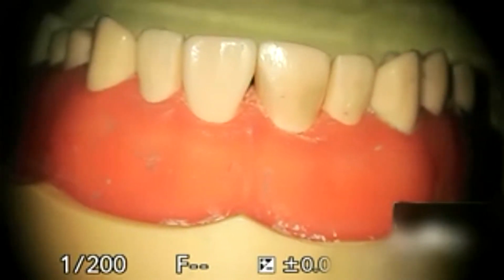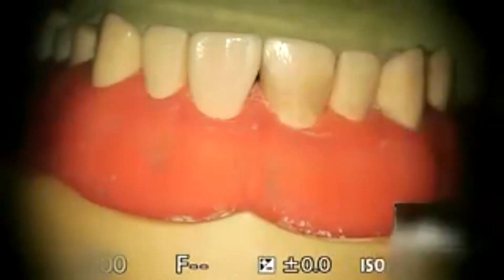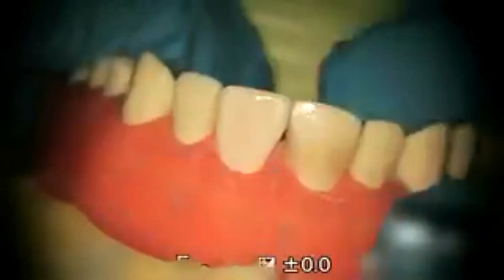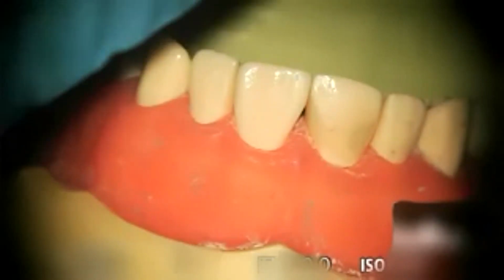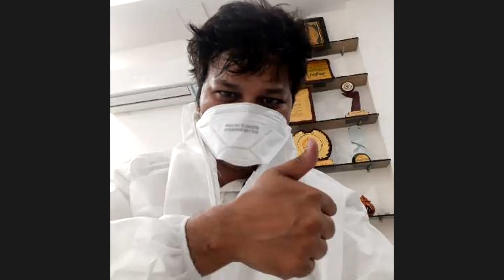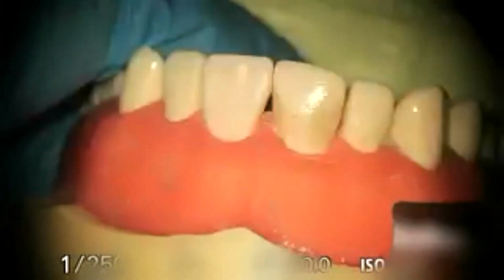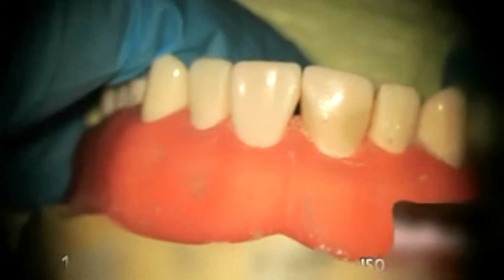What you will do on the mock-up? Can I have putty? What you will do on the mock-up is create something called a putty index. So this is called a putty index. I will show you how you make a putty index. This will be used to transfer the ProTemp into the patient's mouth. ProTemp can be done for two things: one for patient approval and acceptance, and second to prep through that mock-up.